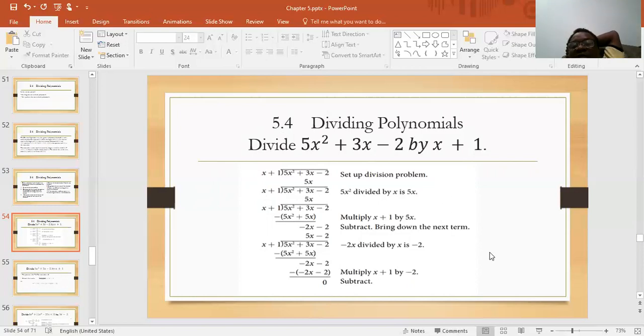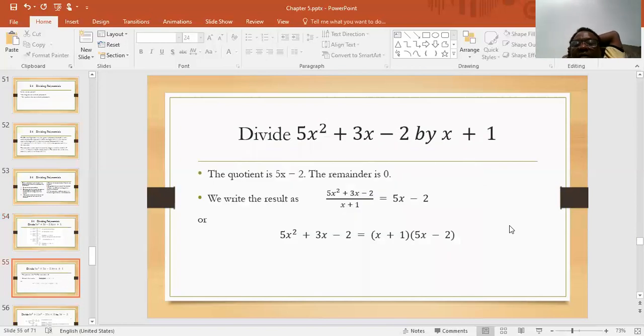So x plus 1 is a factor of 5x squared plus 3x minus 2, and the result is 5x minus 2. So we can say that 5x squared plus 3x minus 2 divided by x plus 1 equals 5x minus 2. So x plus 1 and 5x minus 2 are factors of the quadratic expression.